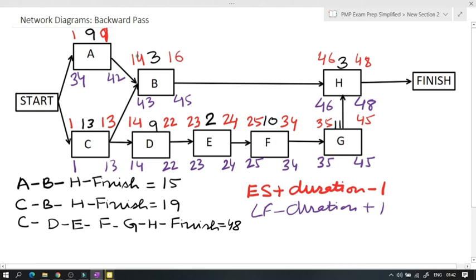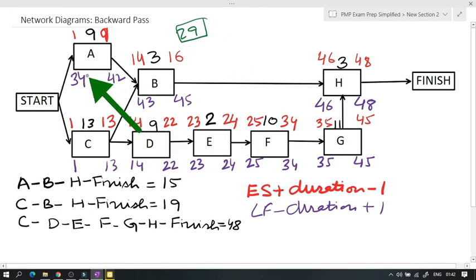So if you subtract 16 from 45, you get 29. And in the same way, if you subtract 1 from 34, you get 33. And the same thing here, 16 from 45 and 14 from 43, it is 29. And the same way here, 9 from 42 is 33. However, if it is not so, then you might need to go back and recalculate your forward pass and backward pass to make sure that your numbers are right.